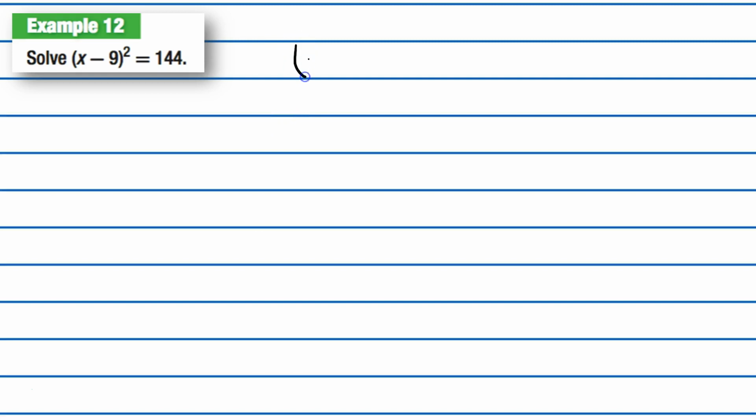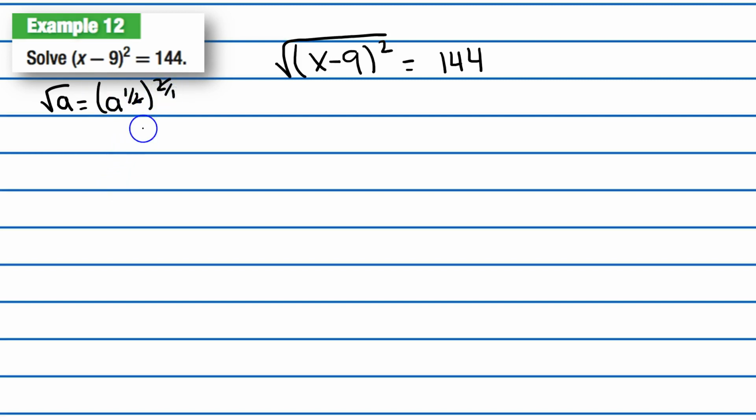We want to solve (x minus 9) squared, which is equal to 144. Well, I can't just solve it like this, but the one way I can get rid of this square is to square root it, because the square root of a is a to the 1/2 power. Well, if you already have a 2 here, these are going to cancel out. So you'll see that we have just a now.